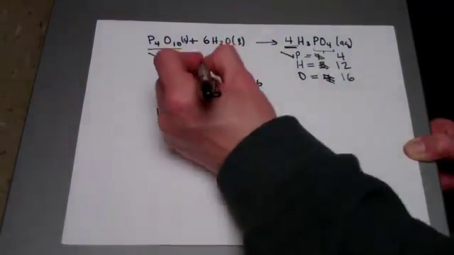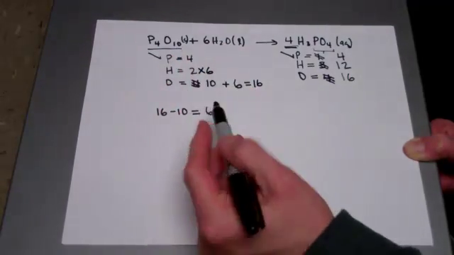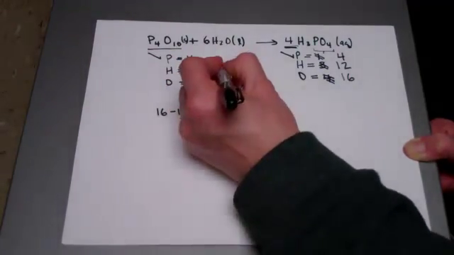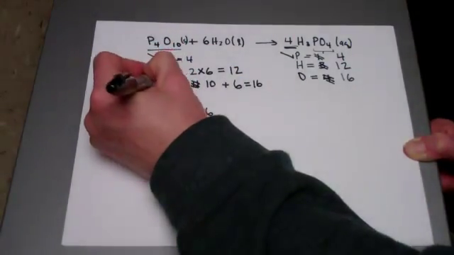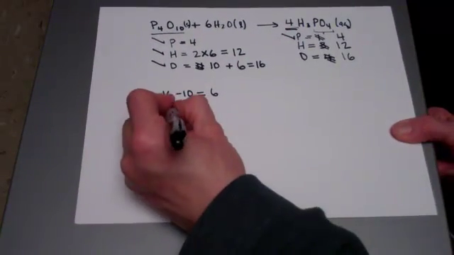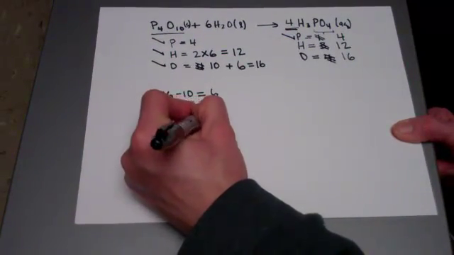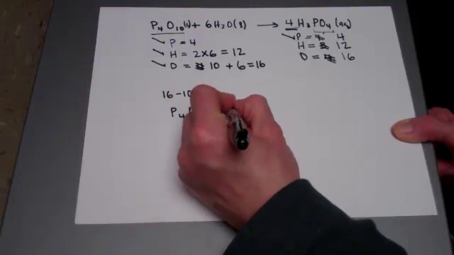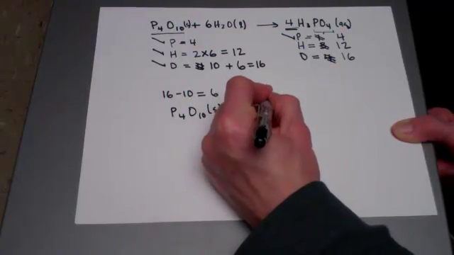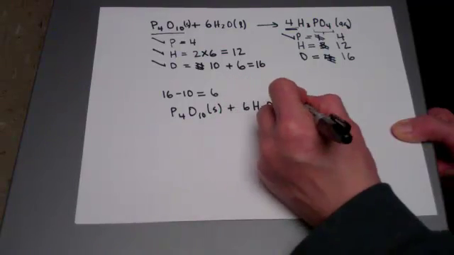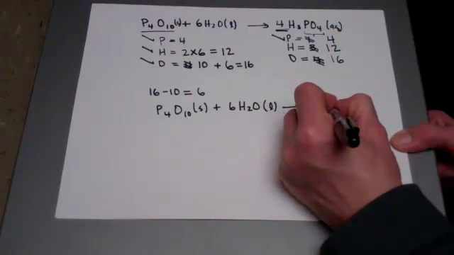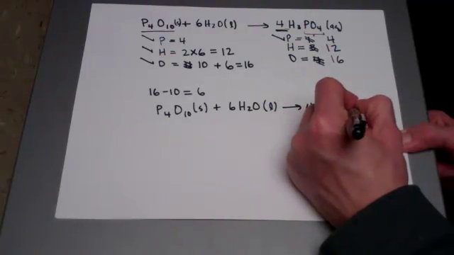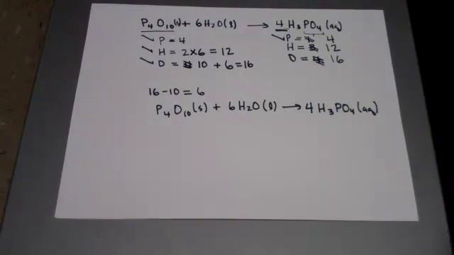And then let's check our hydrogens. Since we've got 2 of these for each one here, that will give us 12 hydrogens. So now we're going to match. Our final equation is P4O10 in the solid phase plus 6 water molecules in the liquid phase. These come together and react to form 4 molecules of phosphoric acid in the aqueous form. Okay, so that is our second balanced equation.